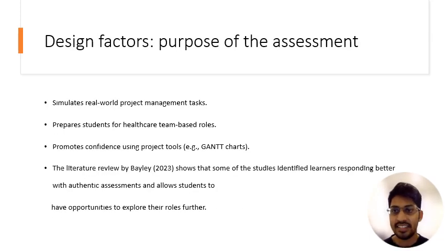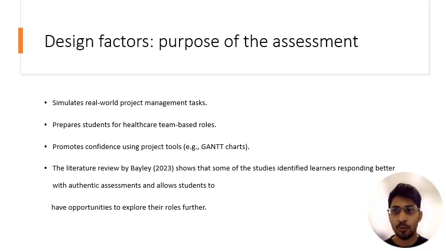The authenticity of this assessment will allow students to be exposed to simulated project management processes, which can enhance their understanding and knowledge for future projects they may be involved in. The designated timelines of the project and the applicability of the Gantt chart can help students become more exposed to these types of work-related tasks and confident to complete them.